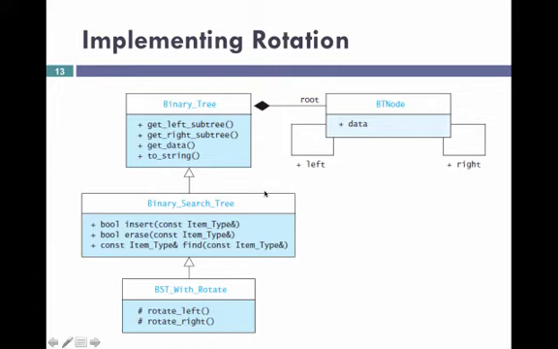Now, to implement rotation, here's some UML diagrams that build on what we've seen earlier in the book. Here's our binary tree, and then a binary search tree is a specialization of that. And then we'll create binary search tree with rotate, where we'll have a rotate left and rotate right method. And our binary tree consists of nodes that contain data and then left and right subtrees that are themselves nodes. So here's our recursive data structure.